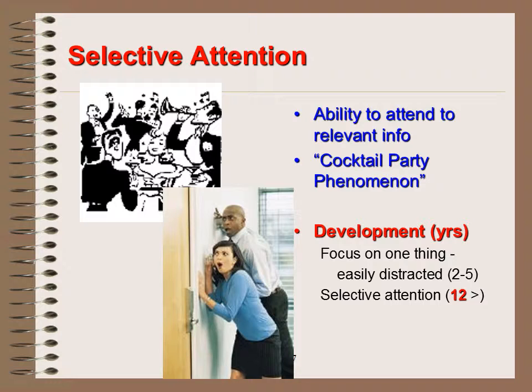So selective attention here is the ability to attend to relevant information. And the classical way that this gets described to classes is the cocktail party phenomenon. In that situation, there was a social setting, and there were various groups in the social setting. And in one particular group, an individual hears their name being called in another group. So this individual, let's say the name was Tom, hears his name being discussed in this other group.